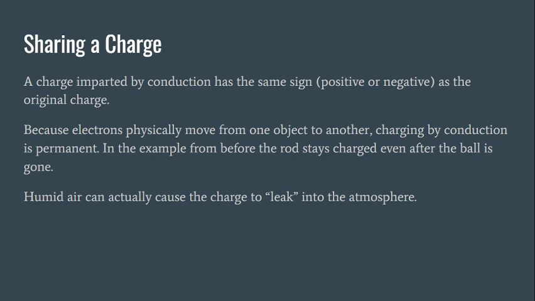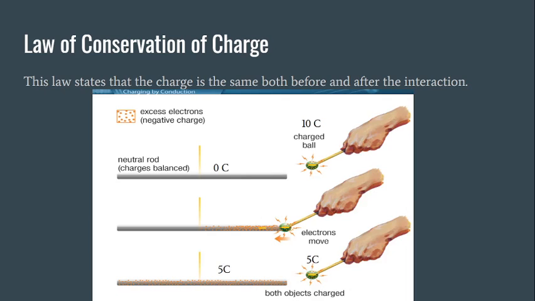Now from here, I'll move. There we go. Now we also have to deal with the law of conservation of charge. And this law states that charge is the same both before and after an interaction. And so let's say that we had 10 coulombs in this ball right here, as you can see, and the rod is neutral, so it has 0 coulombs either way.